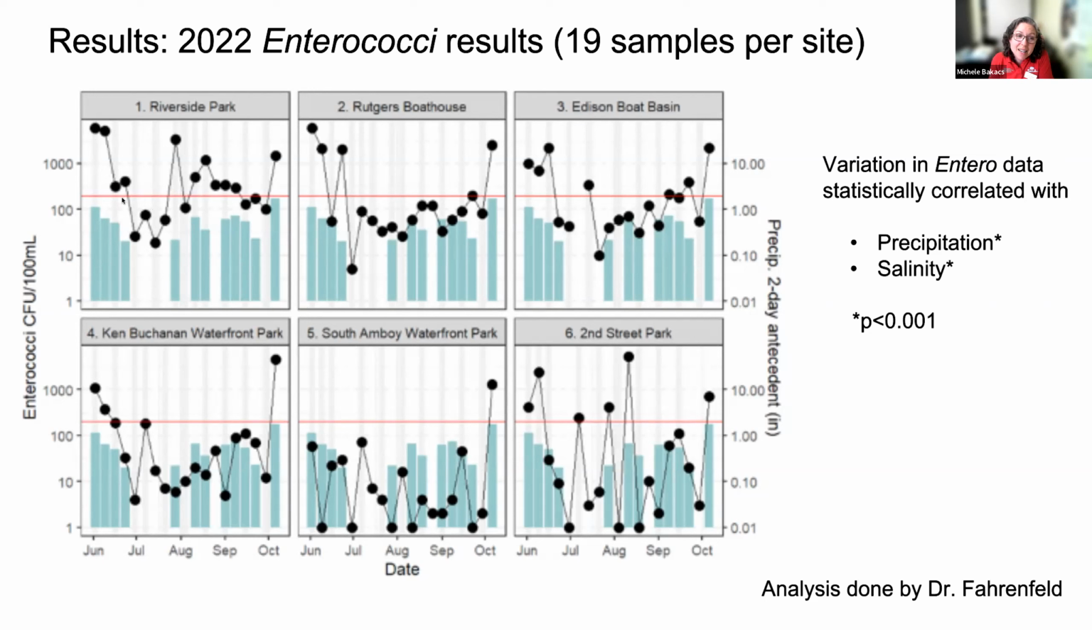And what you can start to see is that there's a kind of correlation here between precipitation and enterococci. For example, just looking at Riverside Park, you can see here when there was no rain, hopefully you can see my arrow here, the dots, the samples came up below the standard, and then when we got more rain, in general, it was above the standard. And when we do look at the statistics, we can see that the variation in Enterococcus data was statistically correlated with precipitation and also salinity. There is a significant correlation there statistically. So that kind of makes sense, right?